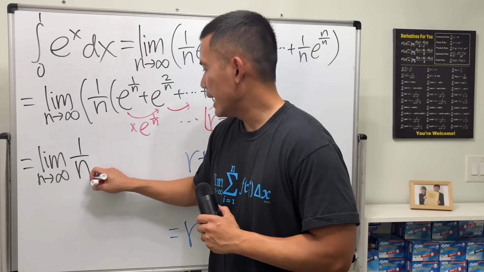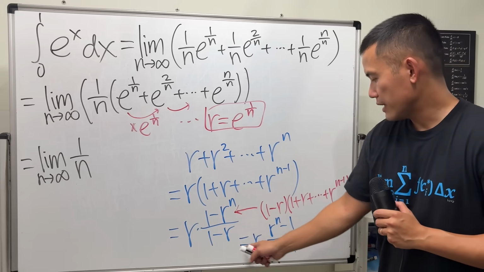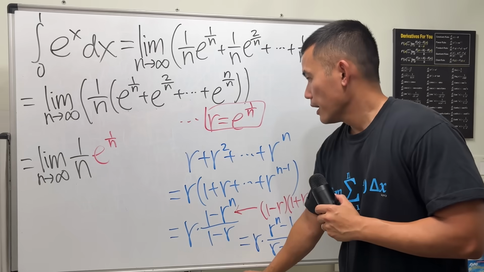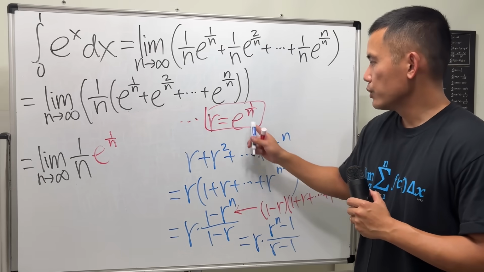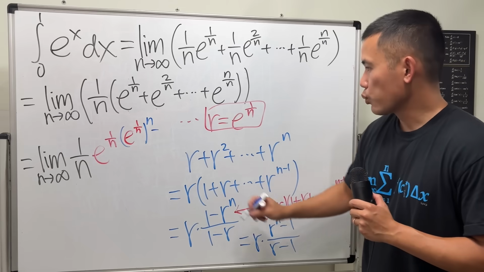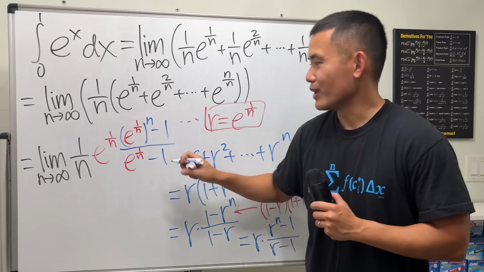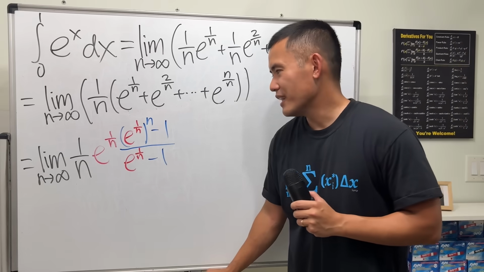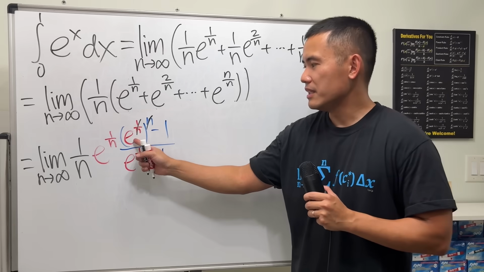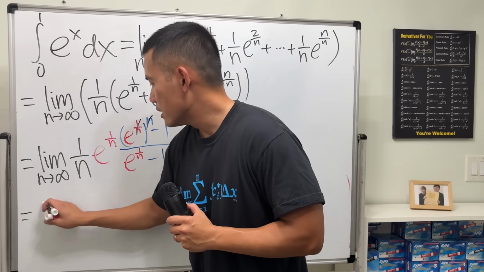We have 1 over n, and then here the r is e to the 1 over n. We first have that right here, so just put that e to the 1 over n. And then we have r to the n, which is e to the 1 over n to the nth power, minus 1 over r, which is that, and then minus 1. Now this is looking very nice, because first the 1 over n times n is just 1, doesn't matter, and we have the e minus 1, which is just a constant. So we can put that to the front of the limit.